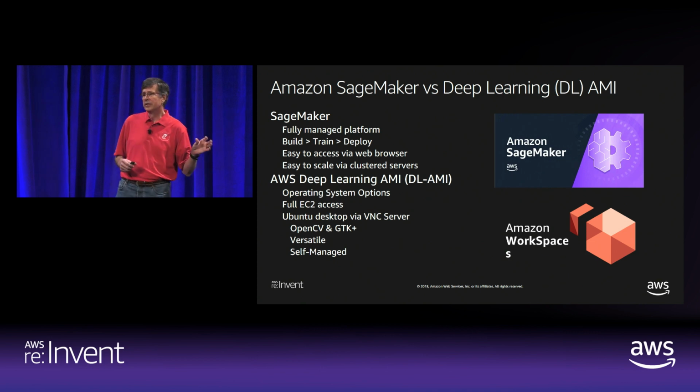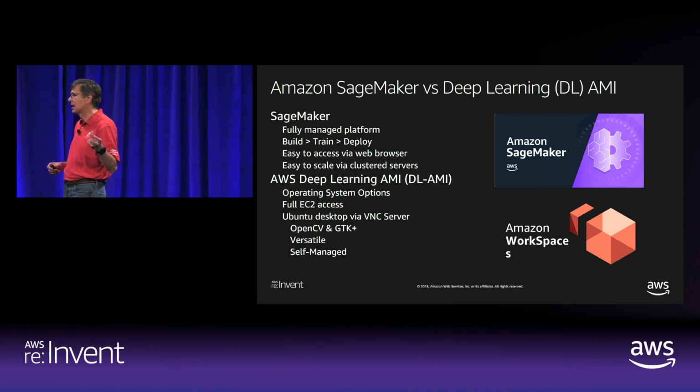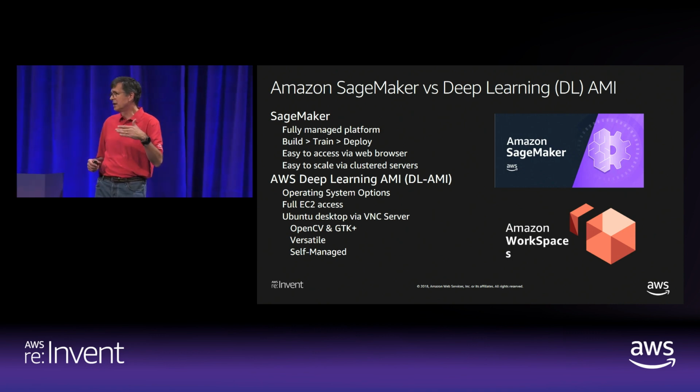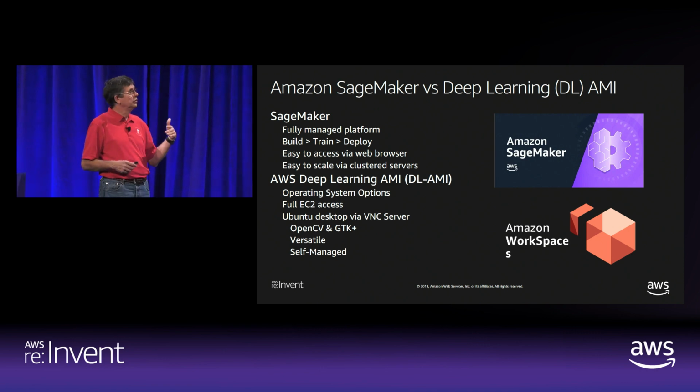But you might find yourself in a situation where your use case is a little more complex and you need access to the underlying EC2 instance. If that's the case, know that you can use the AMI, the DL, Deep Learning AMI, and that's a good alternative.